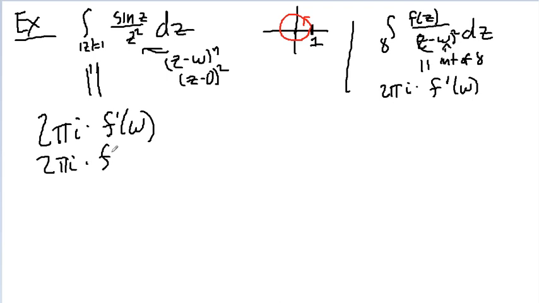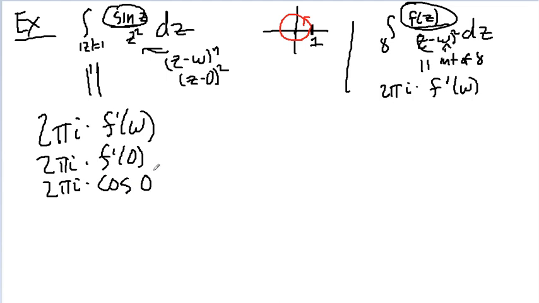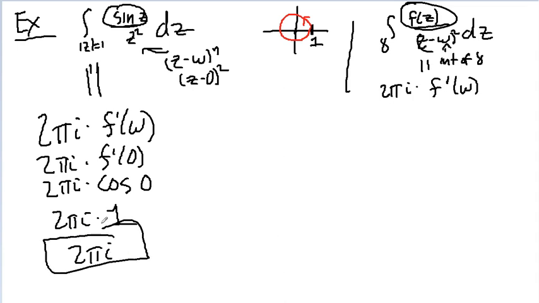So times f prime of w, because 0 is the one that makes the denominator equal to 0 if you plug it in. And f prime, this is just the numerator. So I need to take the derivative of the numerator and evaluate it at 0. Well, the derivative of sine is cosine, and I plug in 0. Oh, I know what that is. I've known that since high school. Times 1 equals 2 pi i. And this is the answer. And so we applied the formula. This is the modified Cauchy integral formula. That's all there is to it.